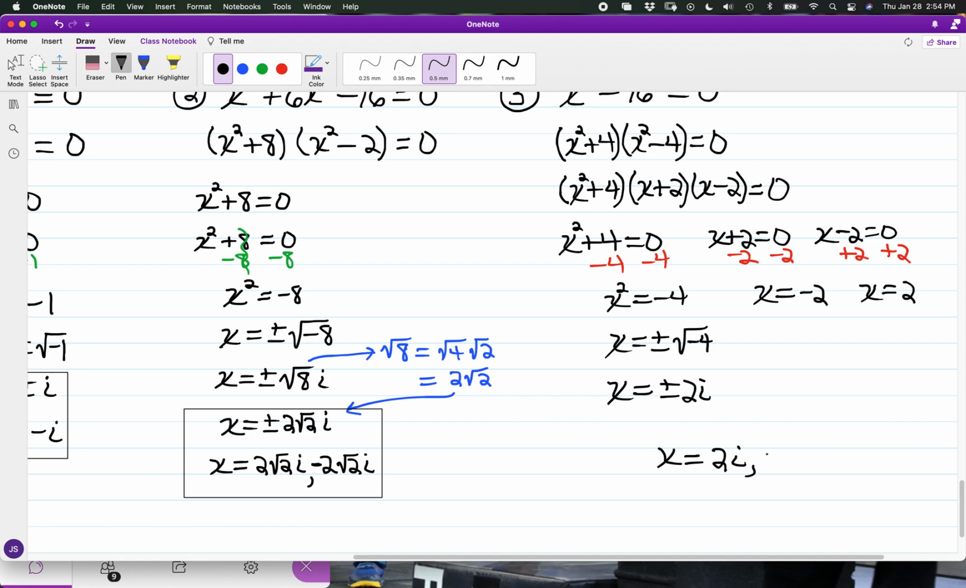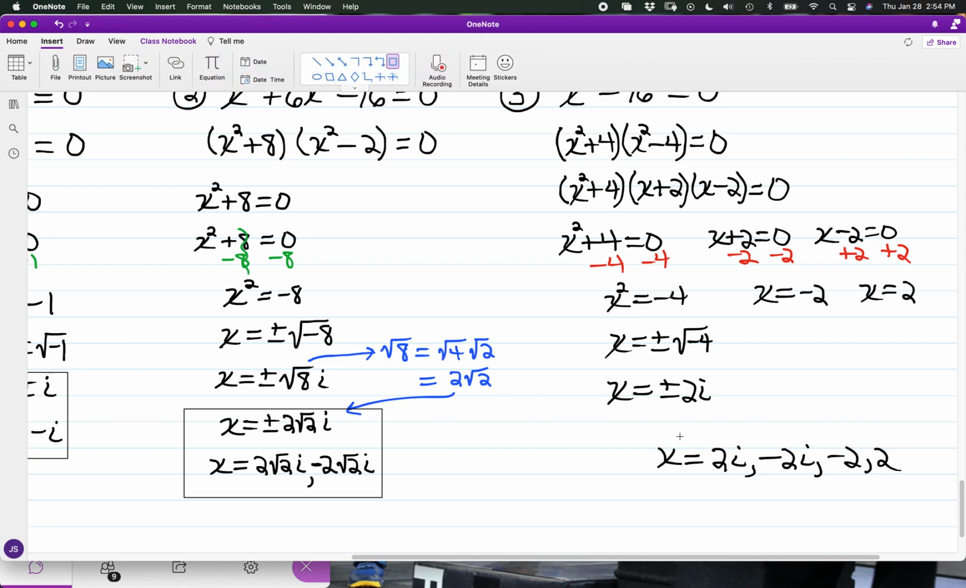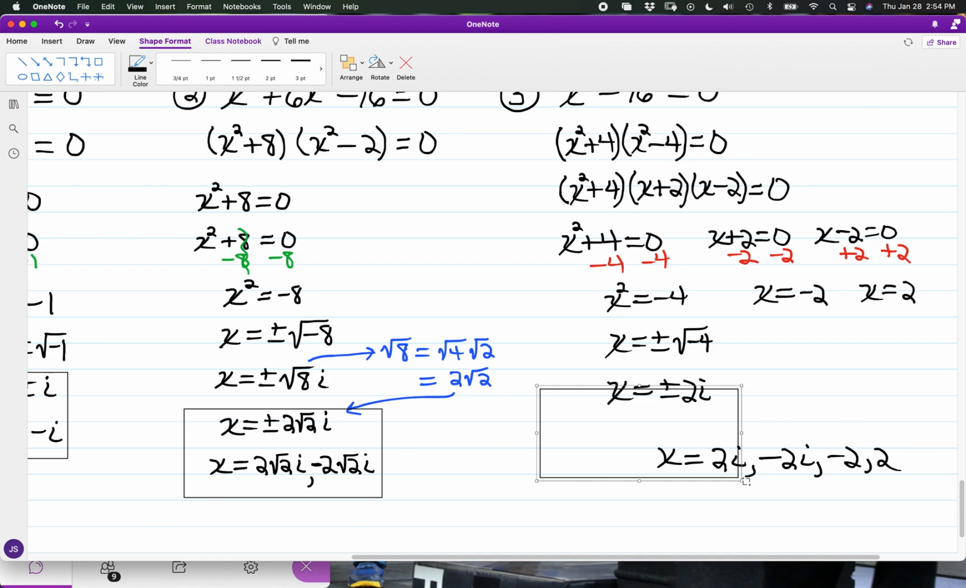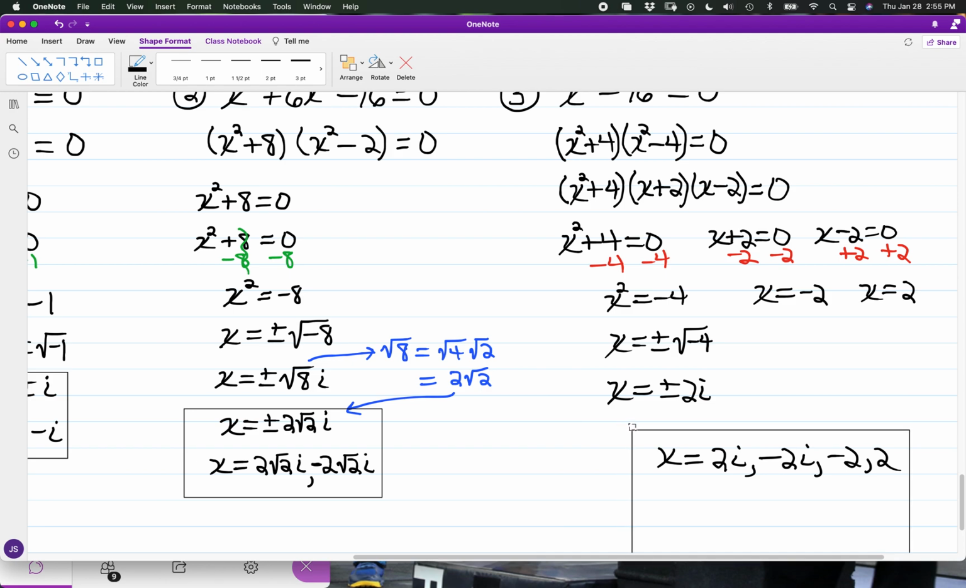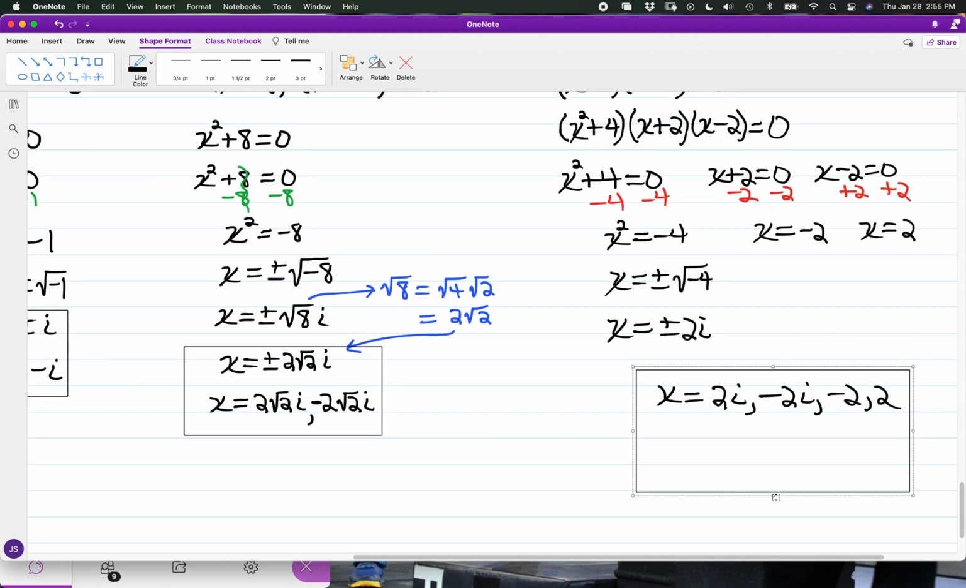So I have x equal to 2i, -2i, as well as negative and positive 2. In this one, we have a fourth order equation that again is going to land at 4 solutions.